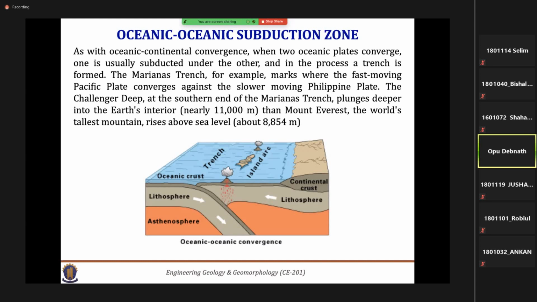So this is noted as the fast moving Pacific plate converging against the slow moving Philippine plate. That means in the formation of the Mariana Trench, both plates are moving and converging, with the Pacific plate moving very fast compared to the slow movement of the Philippine plate. Okay, so this is an example of oceanic subduction.